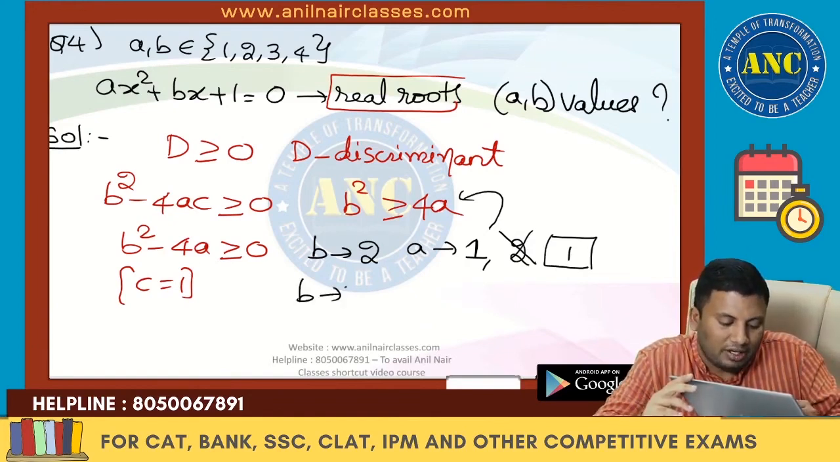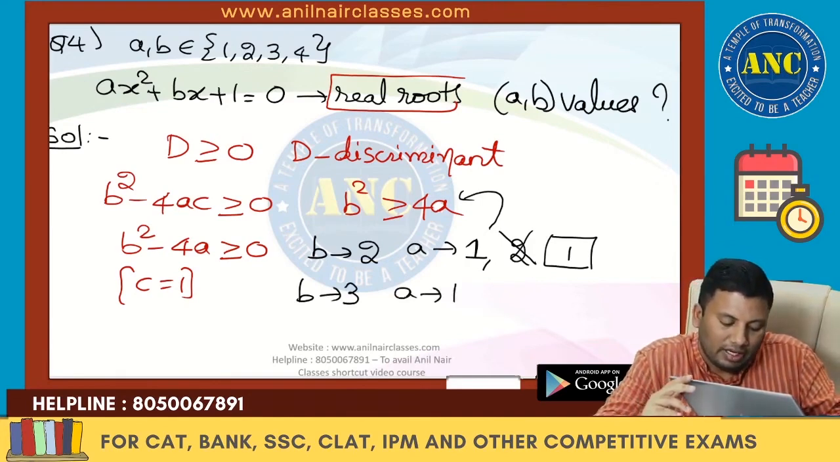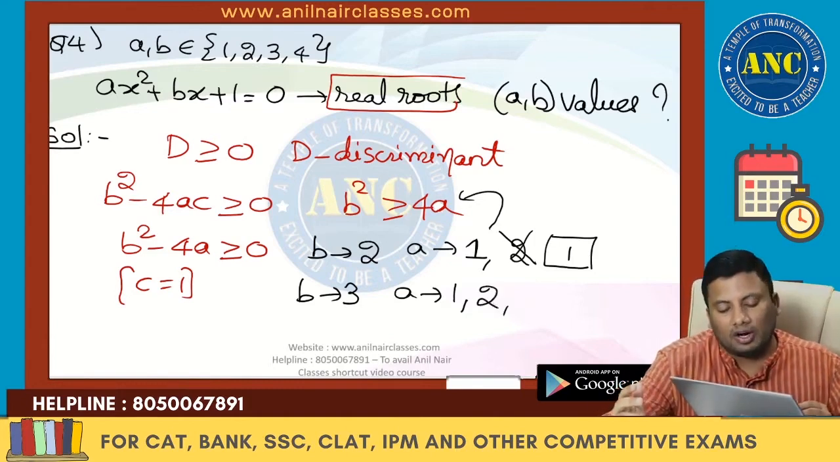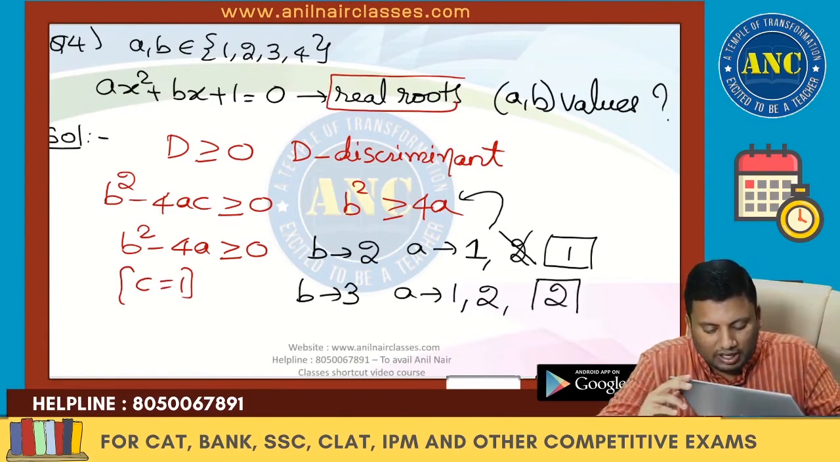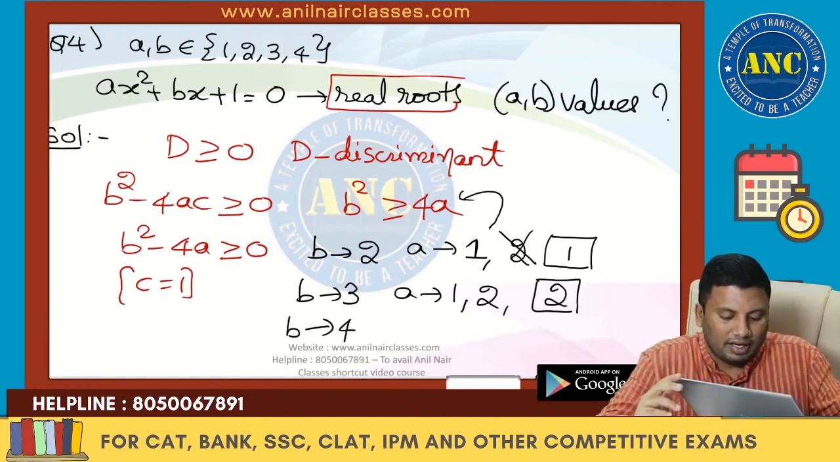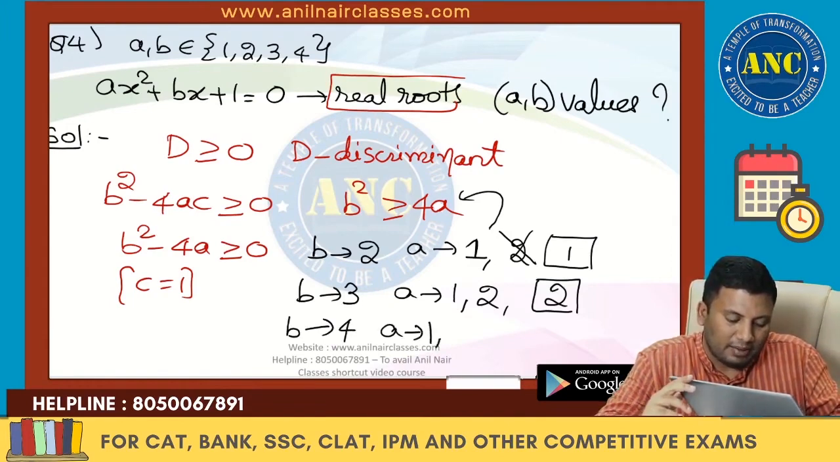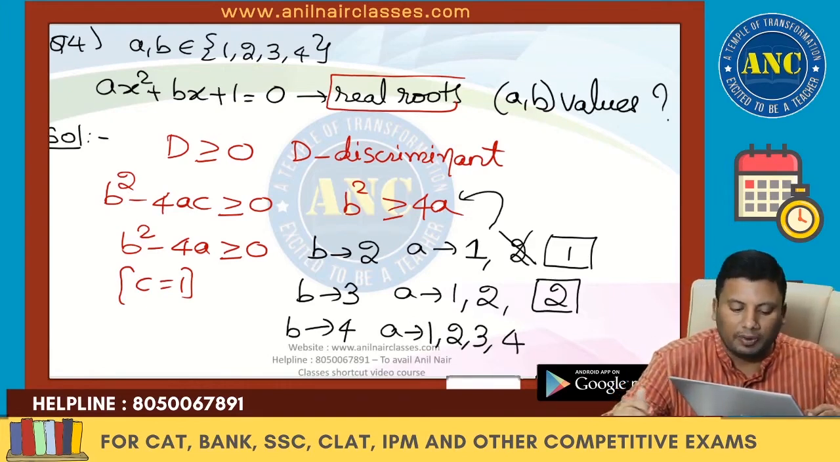If B value is 3, 3 square is 9. So A value can be 1. A value can be 2. A value cannot be 3. 9 is greater than 12, not possible. Here two cases I got. B value 4. If B value is 4, what are the values? A can be 1. A can be 2. A can be 3. A can be 4. I hope it is clear.